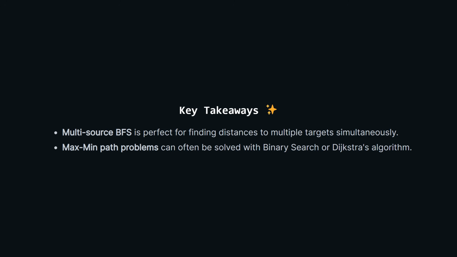Here are a couple key takeaways. First, whenever you need to find the shortest distance from multiple starting points at once, a multi-source breadth-first search is your best friend. Second, finding a path that maximizes a minimum value is a classic pattern that usually calls for binary search or a priority queue.